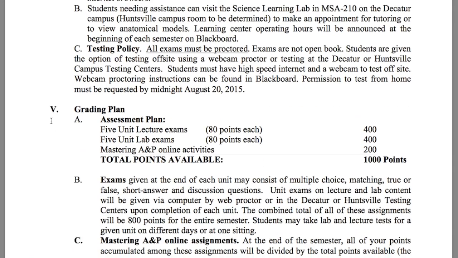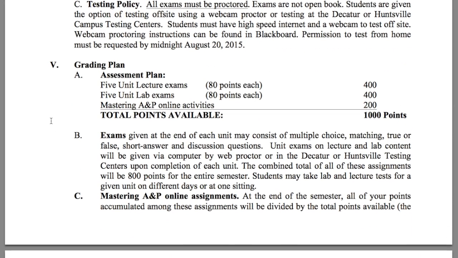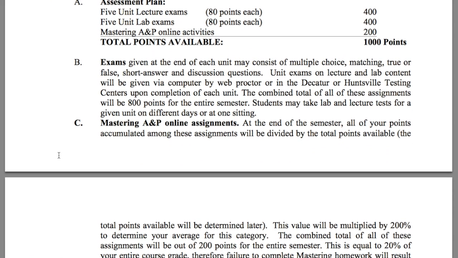As far as the grades go, your grades come exclusively from your exams and from your Mastering online homework. You have 5 units. There's 5 unit lecture exams, 5 unit lab exams. They're each worth 80 points, and your online Mastering is worth 200 points for a total of 1,000. Okay, so again, your exams are going to be given at the testing center, both lab and lecture, or at home if you're using a webcam.